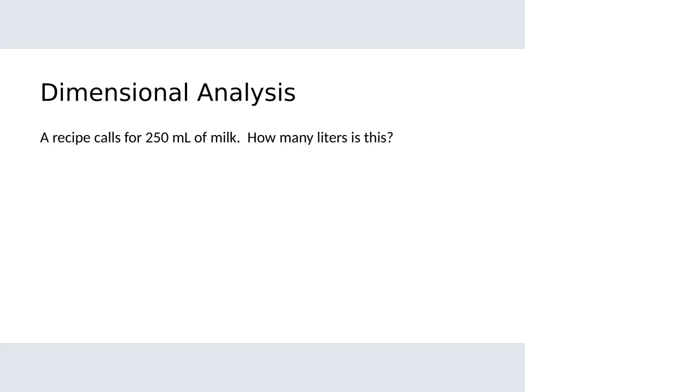A recipe calls for 250 milliliters of milk. How many liters is this? So something that's going to be really important for us to know in order to do this. We're trying to convert milliliters to liters, so we need to know that there are 1,000 milliliters in 1 liter. That's going to be the unit fraction that we use to do this conversion.